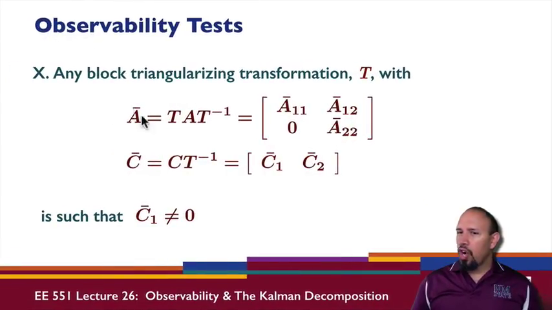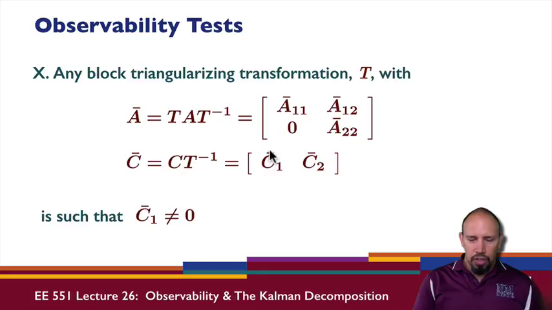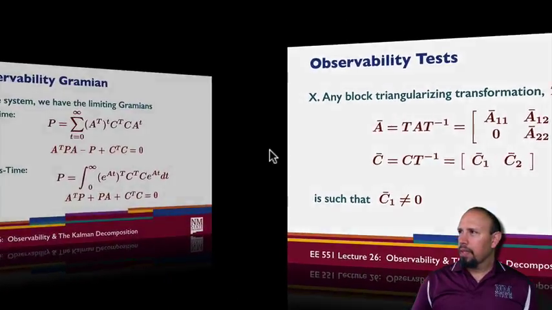Number 10, a block triangularizing transformation. If we have a block triangularizing transformation, then this guy cannot be 0. Okay, so those are the various tests, and I'm not going to go through and prove them. Basically, they're comparable to what we had for the controllability, and so we're going to just press on.